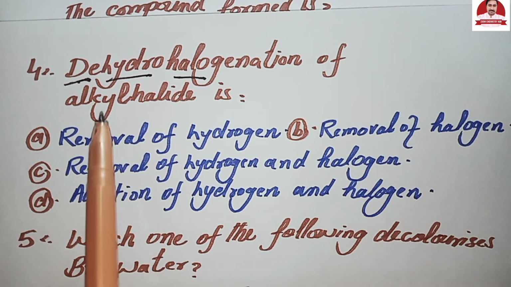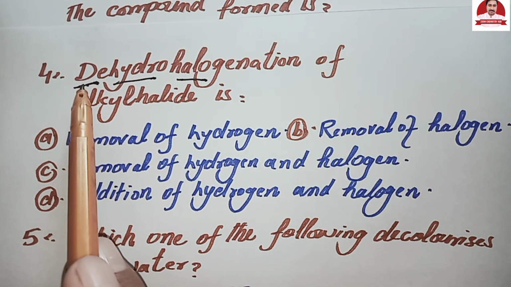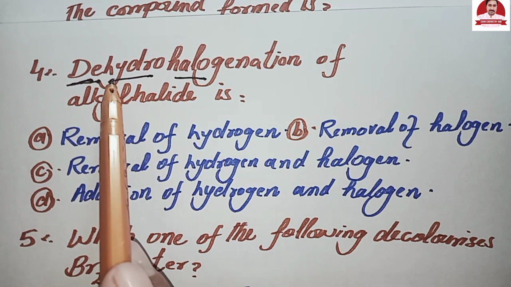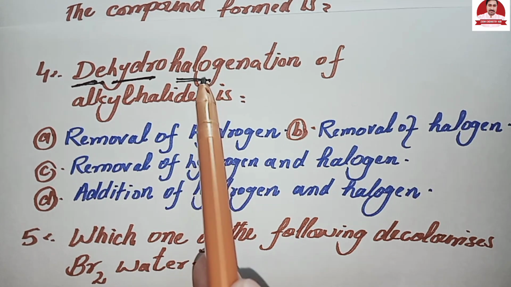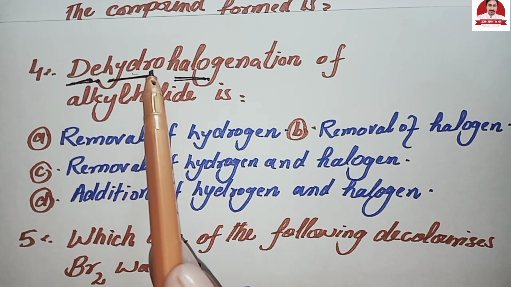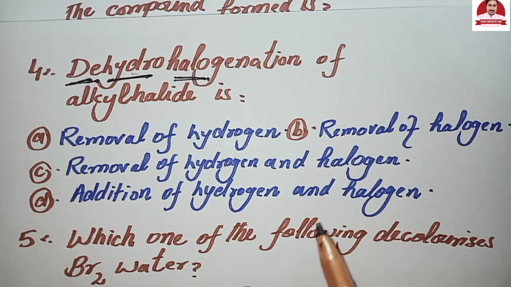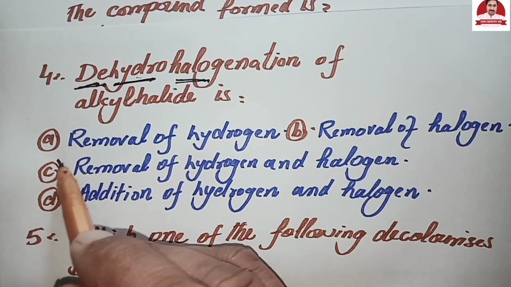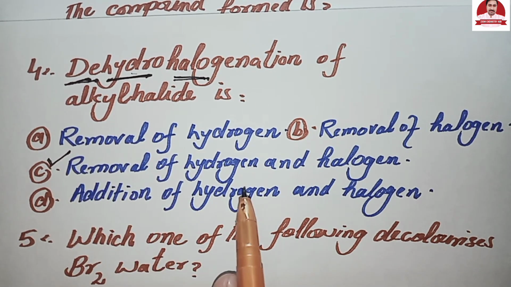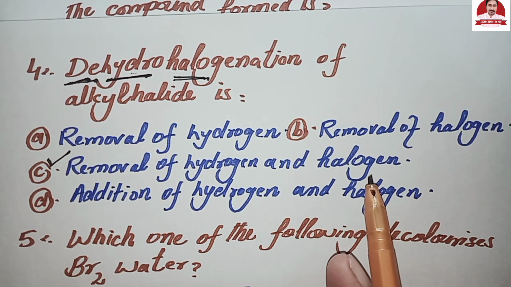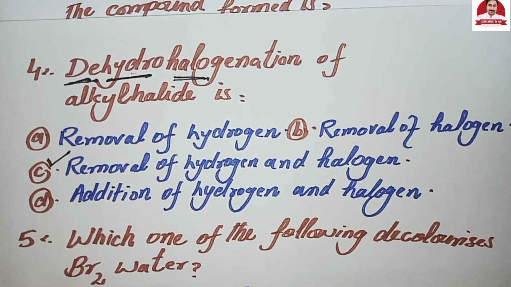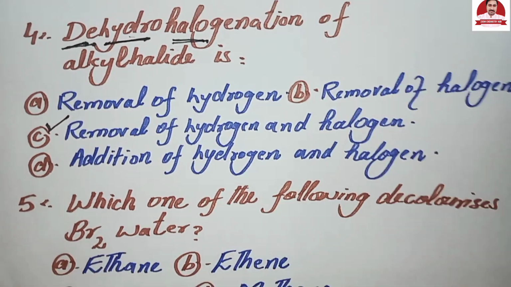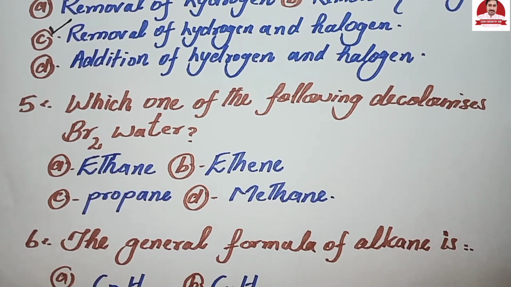So as the name indicates, de means remove, hydro means hydrogen, and halogen means halogens. So the removal of hydrogen and halogens. So the option C is correct. The removal of hydrogen and halogen is called dehydrohalogenation. Next question, question number 5.